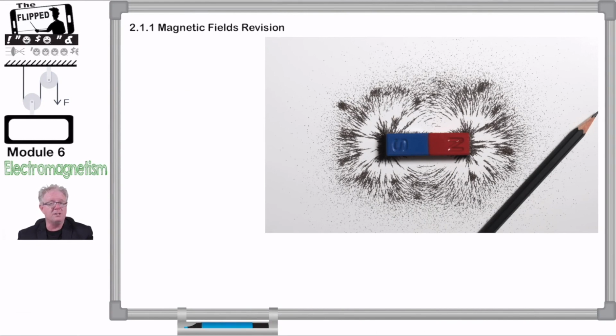If we now have a look at a diagram here, we can see this general structure around a bar magnet. We can see that we've got these lines going like that. We can see that they're sort of coming out and going around.